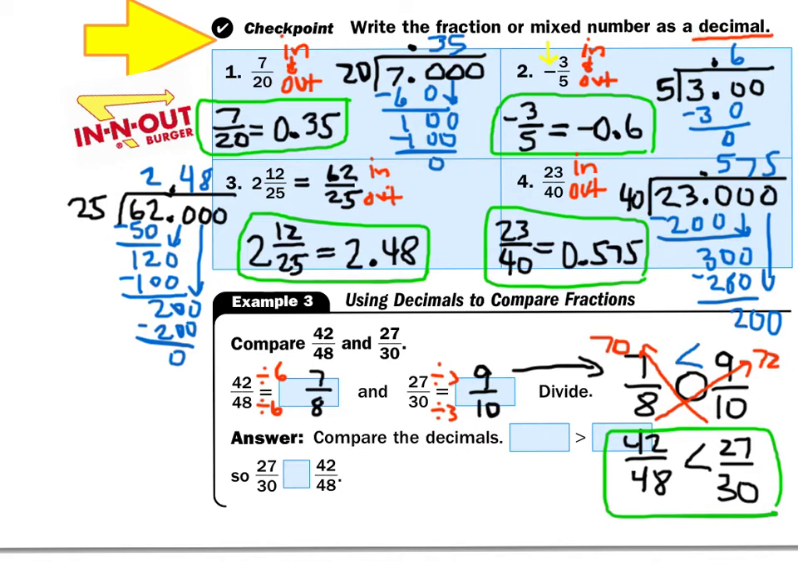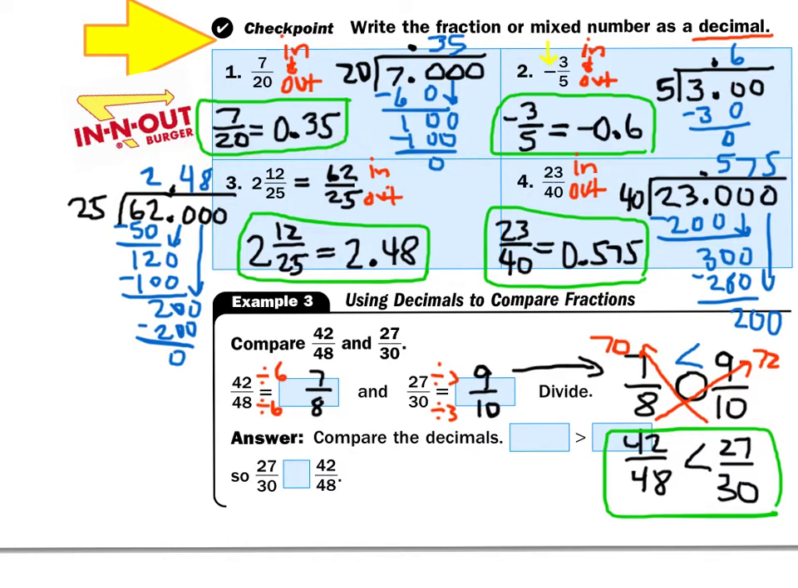So look at number 1. 7 goes on the inside, 20 goes on the outside. So I put 7 on the inside, put my decimal, and I added 3 zeros. And I put 20 on the outside. Well, 20 will not go into 7, but 20 goes into 70 3 times. That gave me 60. I subtracted and got a 10, and I brought down the 0. And now 20 goes into 100 5 times. 5 times 20 is 100. There were no remainders. So this means it stops. It's a terminating decimal. So 7 over 20 equals 0.35, and I box my answer.